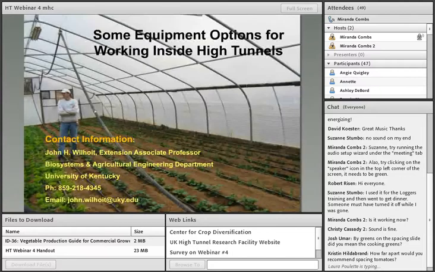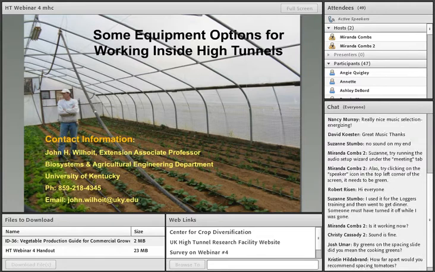Okay, so I'm just going to talk a little bit about some considerations for using equipment inside of high tunnels. Obviously, there are a lot of space limitations for using conventional tractors and equipment. And so, as Krista mentioned, for a lot of high tunnels, there's the option of using the walk-behind tractors, small two-wheel tractors. So I'm going to talk a bit about those.